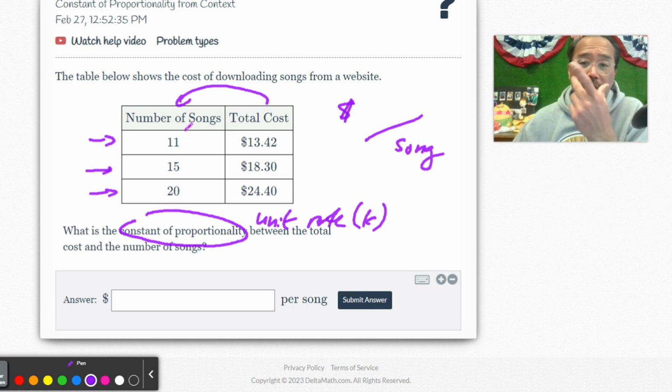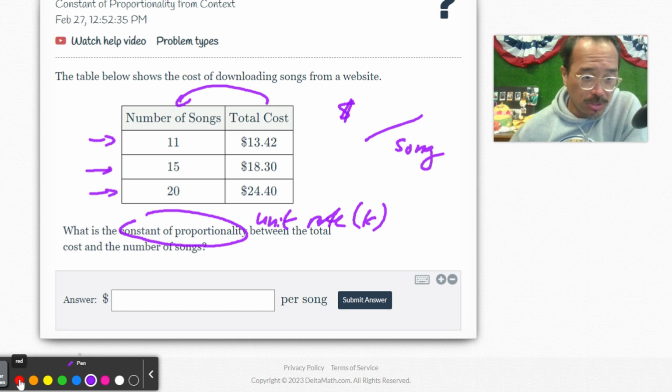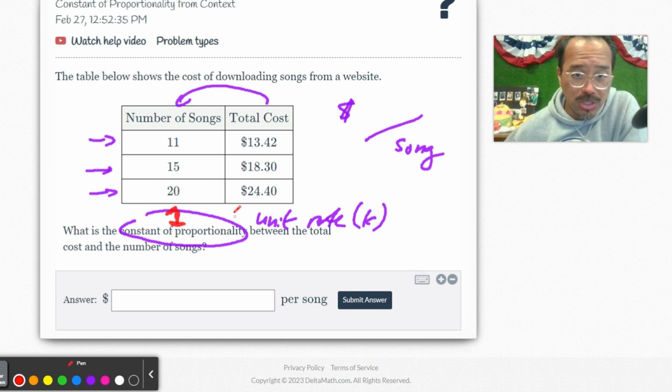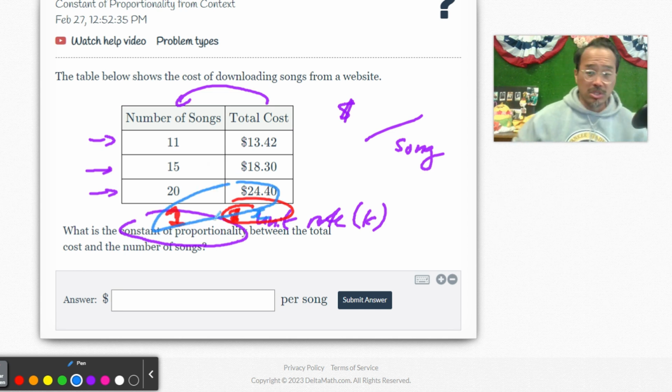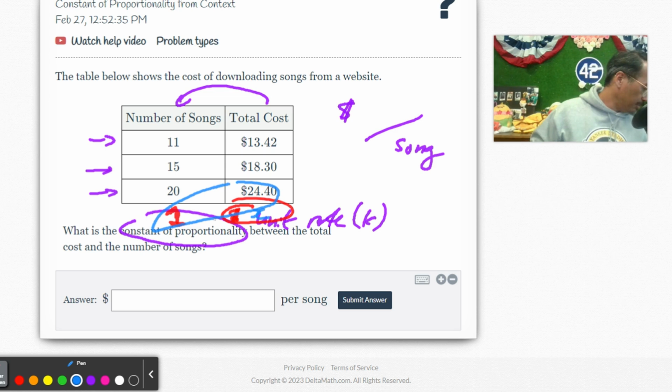Hold on. Oh, okay, right. So let's say, for one song, I'm going to use a different color marker so it's easier to see. So let's say we have one song here. The question is, how much would that cost? So, okay, let's cross multiply and divide then, because this is X. So I'm going to do 1 times 24.4. I'm just going to use my calculator if I can find it.